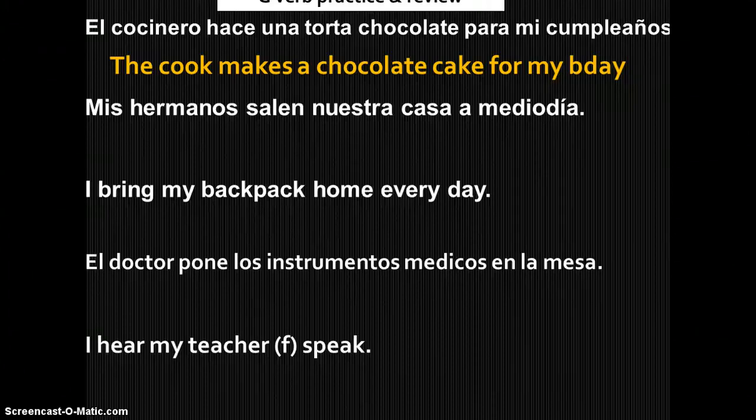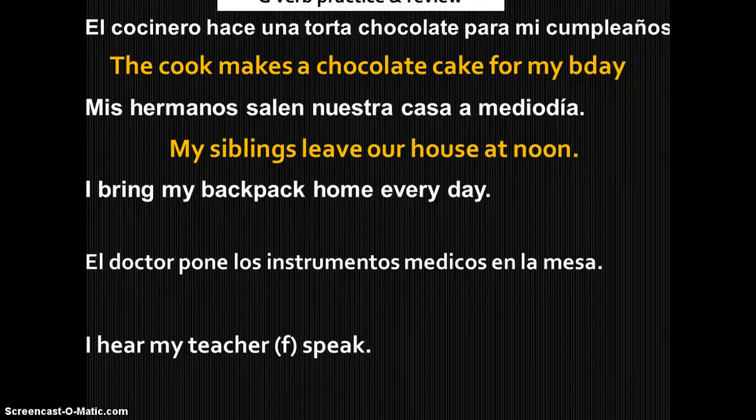Second one, mis hermanos salen nuestra casa a mediodía. Pause the video and see if you can translate that. The answer is my brothers and sisters, or my siblings, leave our house at noon. The third one, now we're going to translate this one into Spanish. I bring my backpack home every day.